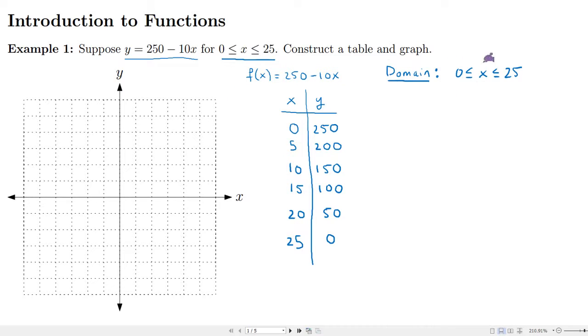So the inputs range over some interval, right? And we could rewrite this as the interval from 0 to 25, and we'll use the square brackets to denote that we're including them, just like we did before. And now the range, what is the range? Well, the range is the outputs. What are we getting? Well, we're getting anything from 0 up to 250. So it's the y values that we're getting. So from 0 to 250.